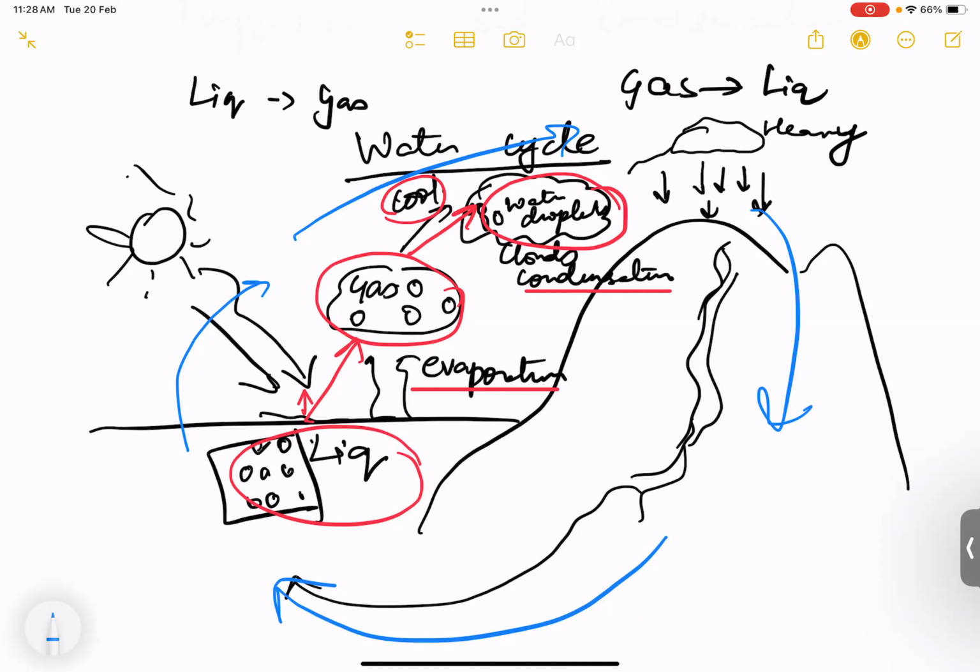Now, the last topic that we want to discuss today is about solvents and solutions. So I'm going to take it in the next video where I'll be specifically talking about it. It's going to hardly take 5 to 7 minutes.